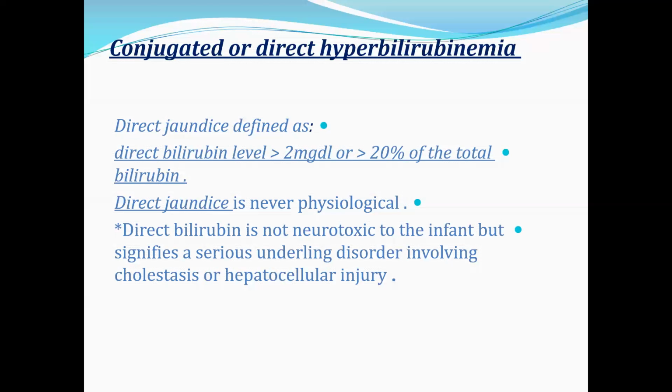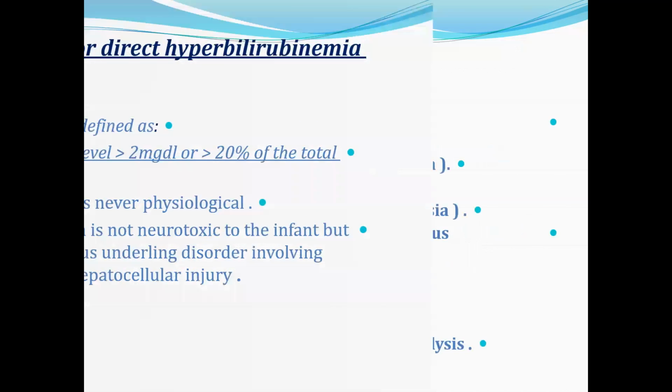Direct jaundice is never physiological. Direct jaundice follows a serious permanent condition that presents later with a lot of complications. So we hope to find indirect jaundice rather than direct jaundice in the newborn. Direct bilirubin is not neurotoxic to the infant, but signifies a serious underlying disorder involving cholestasis or hepatocellular injury.